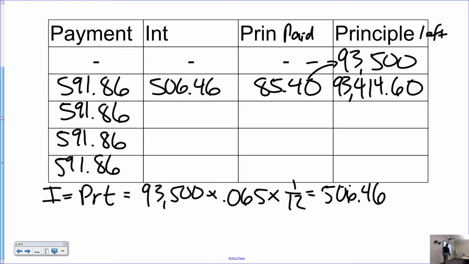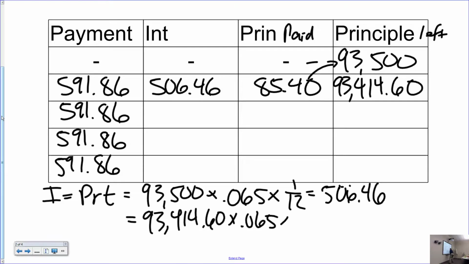All right. So, what's going to be the next row? Interest. You use the $93,414.60. Exactly. And folks, this is literally how it's done. This is how the bank has to do every month. They'll take whatever's left, $93,414.60, times 0.065, times 1/12, and they'll figure out how much interest you owe again.